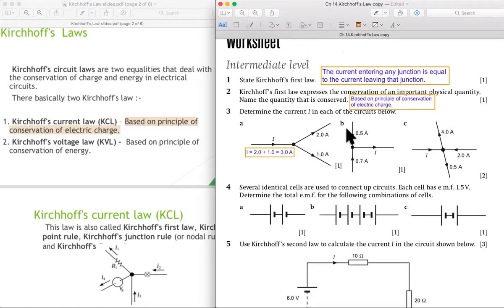Question B. The currents entering this junction are 0.5 and 0.7 ampere. So I is here, we just add them, the same as this one. I equals 0.5 plus 0.7, which equals 1.2 ampere. Easy.